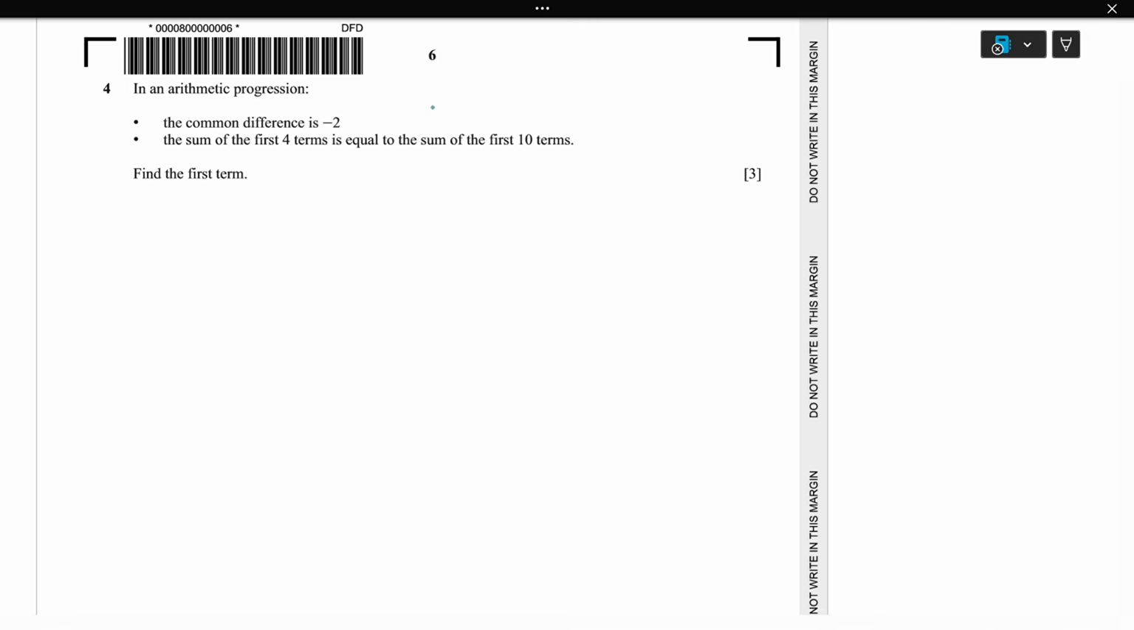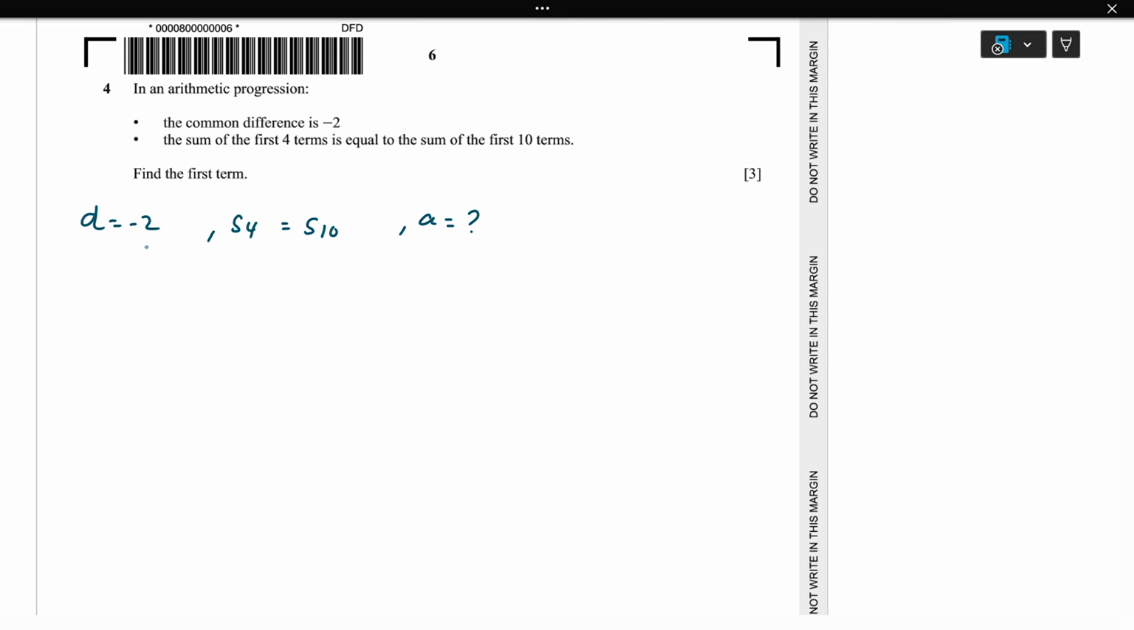Question number 4. In an arithmetic progression, the common difference is -2. So d is -2. The sum of first 4 terms equals the sum of first 10 terms, so S4 equals S10. Find the first term, which is a. So we need to find the a.